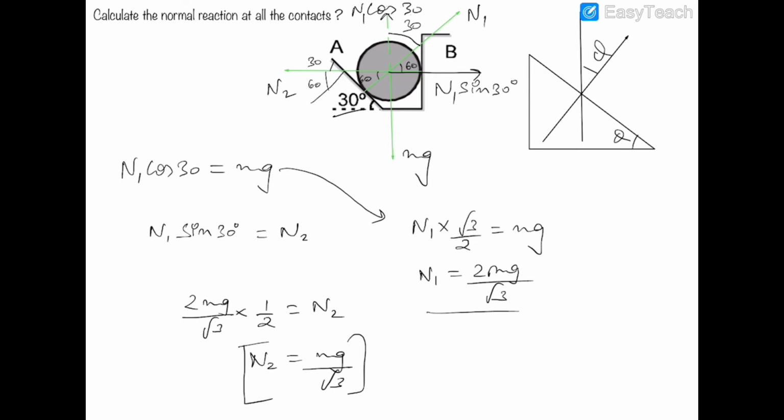conclusion which I've pointed out here: in case of an inclined plane, if this angle is theta, then the angle of the normal reaction to the inclined plane with the vertical will be theta. If you can remember this conclusion, it will save your time in questions. And now we move on to the next question.